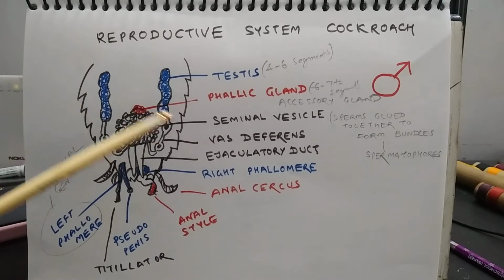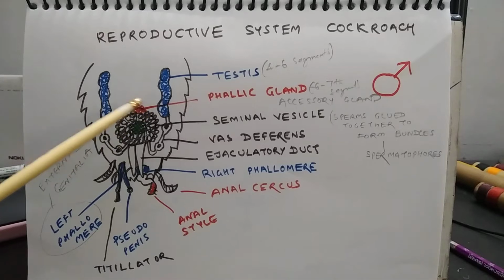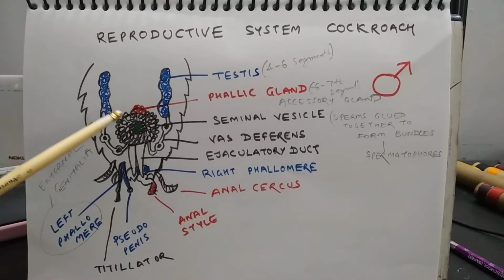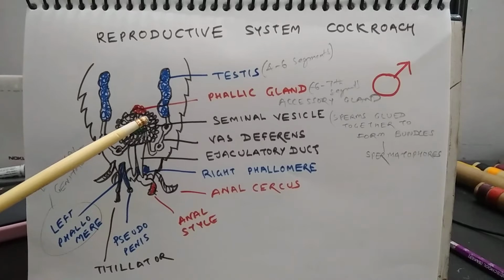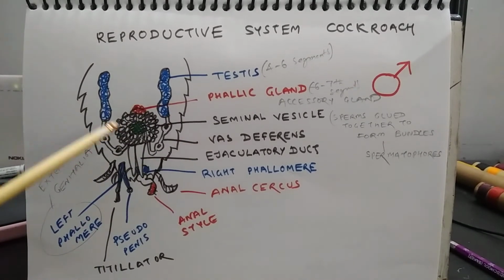There is a phallic gland between the 6th and 7th segment, and this phallic gland plays the role of accessory gland. Seminal vesicle is the place where sperms are stored, and this is the place where sperms are glued together to form bundles, and these bundles are called spermatophores.